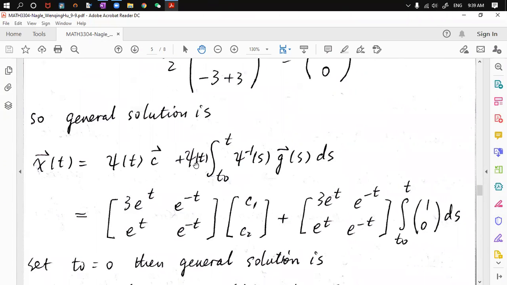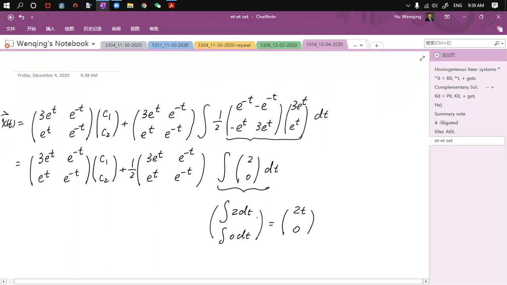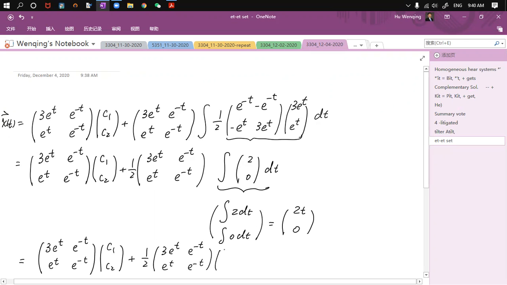So as long as you have this, you can put everything back into this equation, right? So that's 2t. Therefore, if you continue, you're going to have 3 times e power t, e power minus t, e power t, e power minus t, multiplied by the vectors c1 and c2, plus 1/2 of 3 times e power t, e power minus t, e power t, e power minus t, multiplied by 2t and 0. And then you can observe that this 1/2 cancels with this 2.